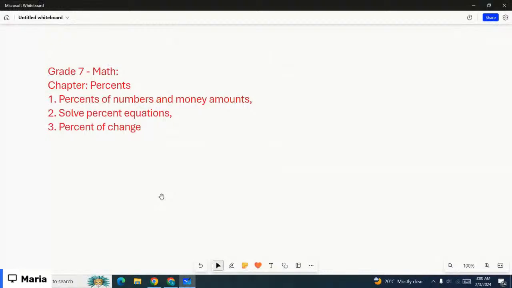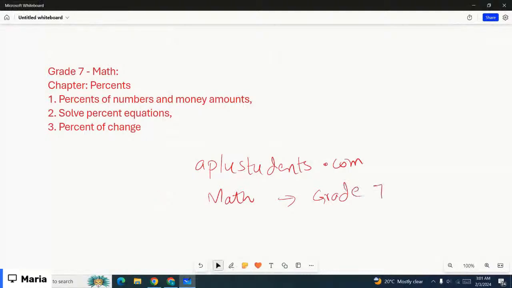We are here for grade 7 math. You can find all the lessons on aplusstudents.com. You have to log in there using your email address and the password provided by the administrator. Then select math from the subject tab, scroll down to grade 7, and click on view all lessons. There you can find a list of the chapters. We're going to start with the chapter percents.